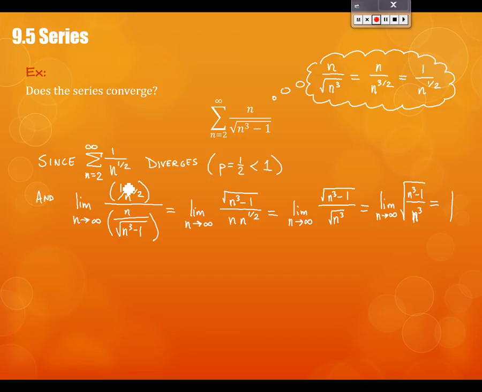No, the choice I'm talking about is that we picked 1 over n to the 1/2. Like if you had picked 1 over n, for example, you would have gotten 0 or infinity at the end. Try it if you don't believe me. And it's not a problem. It's just inconclusive. You need to try something better.